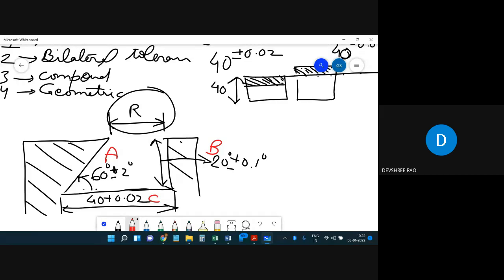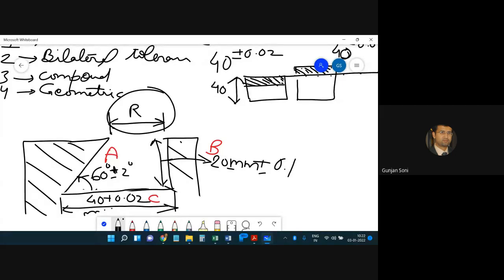Sir, why is dimension B in degrees? Okay, let's say I'll not complicate it. We make it mm only. Okay, I'll not complicate this right now. I mean, this is 40 and this is 20, plus minus 0.1. Okay, so this is called compound tolerance, and this is very much common if you are doing assembly.